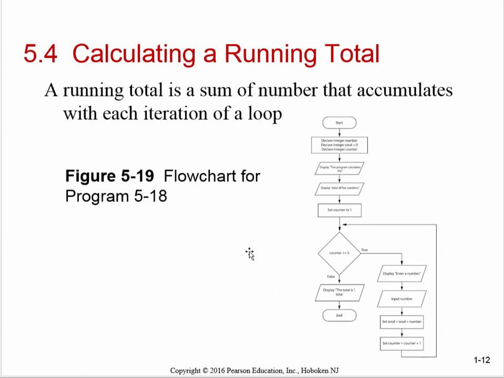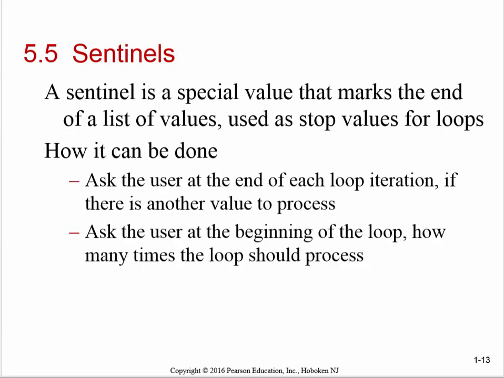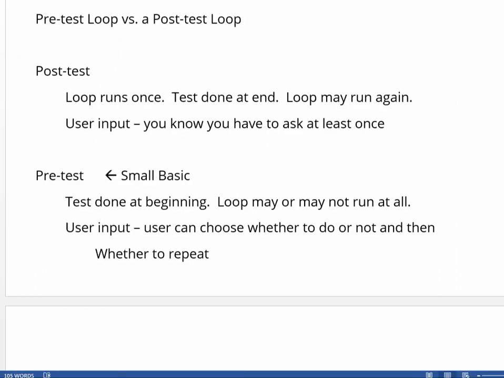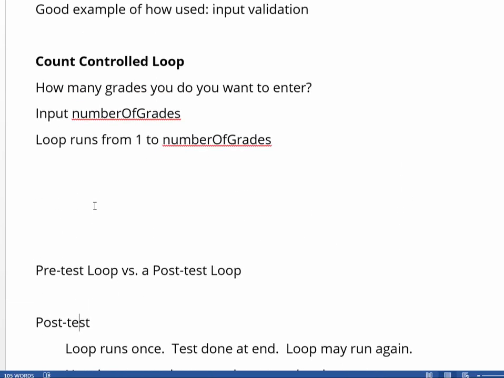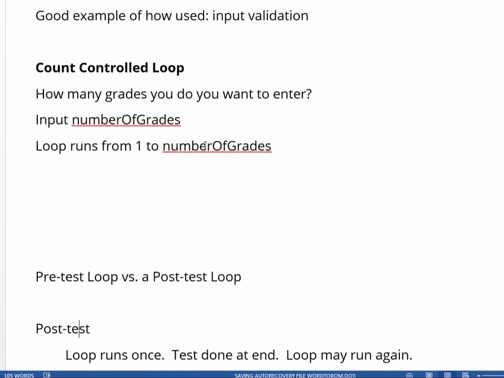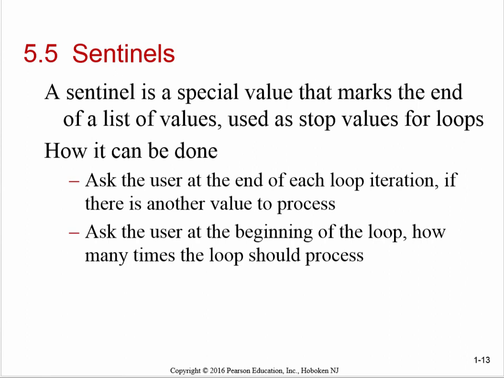Now this 5 here is called a Sentinel. It is a special value that marks the end of a list of values or a stopping point for a loop. So run something X number of times. X is the Sentinel. And in the example that we sort of cobbled together with pseudocode, number of grades would be a Sentinel. So that's just a term you want to keep in mind.